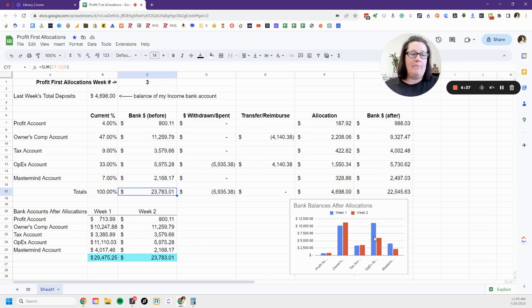The tax account went slightly up, but look at my OPEX, that's how I'm running my business. This operating account is running my business. I'm not running my business on the money coming in. I'm running my business on what's left over after I've paid myself. So I've paid myself first between my profit account, my owner's comp, and my taxes, saving for those. I'm running my business on the rest. And then my mastermind, I've made sure that I had money set aside for my mastermind.